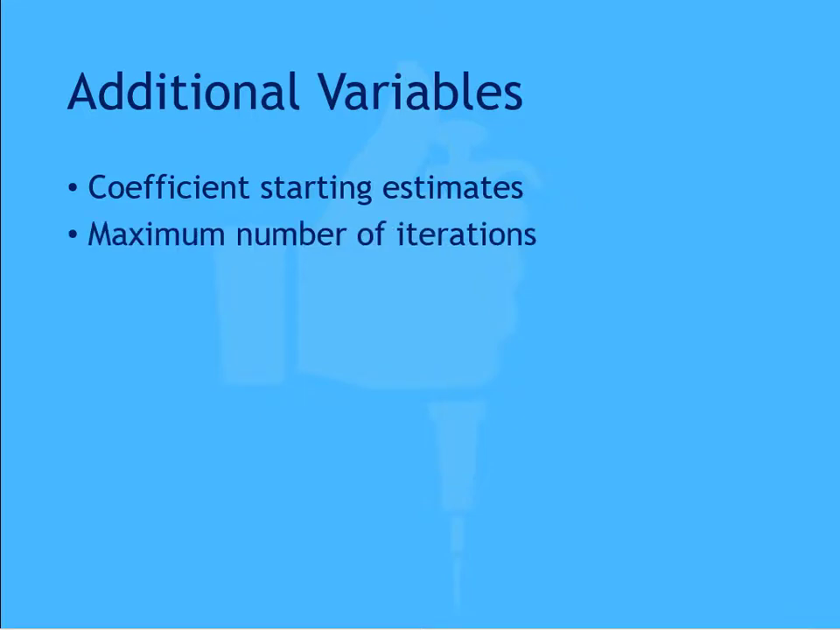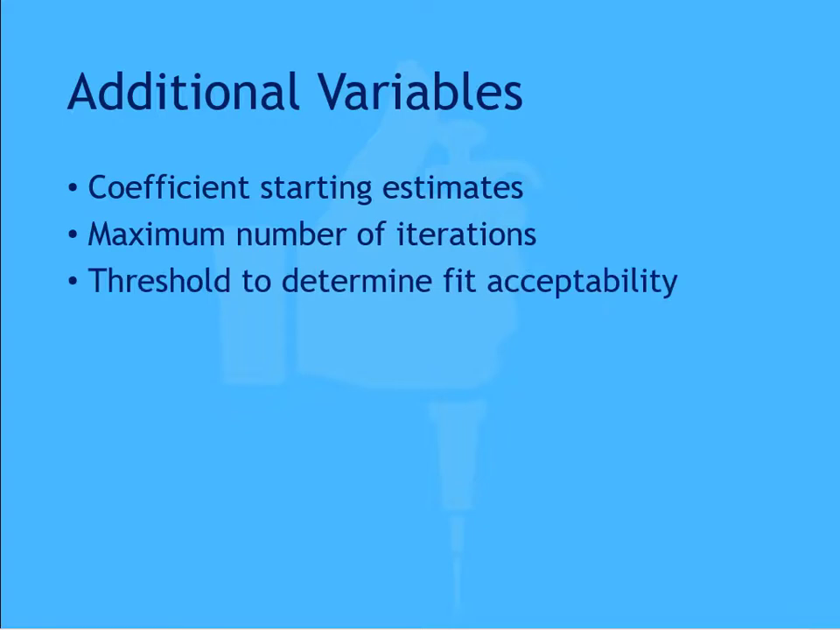Also, the maximum number of iterations performed and the threshold used to determine when a result is acceptable will impact the result. It's possible that two different software solutions produce very different computed coefficients for the same data set, but both perhaps with similar looking curves and accuracy across the curve.